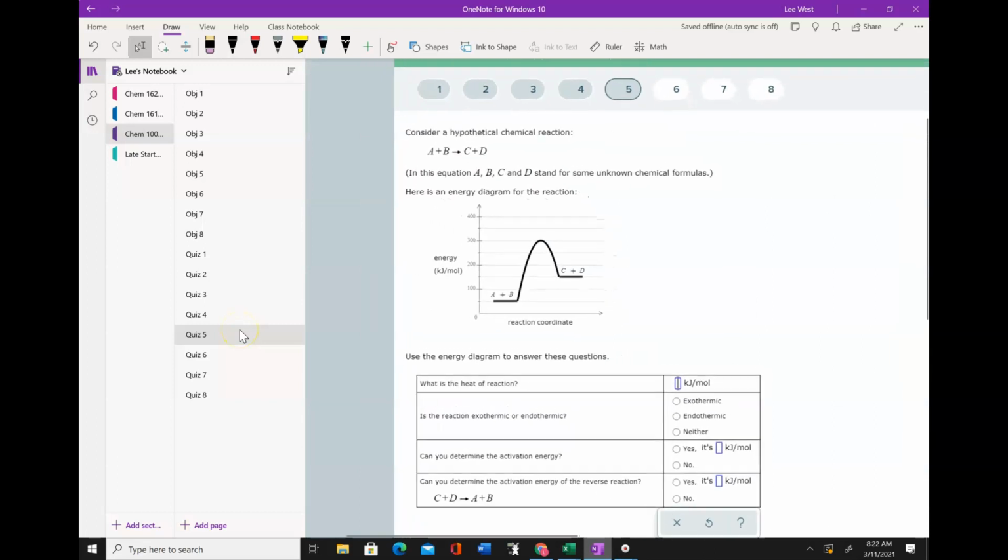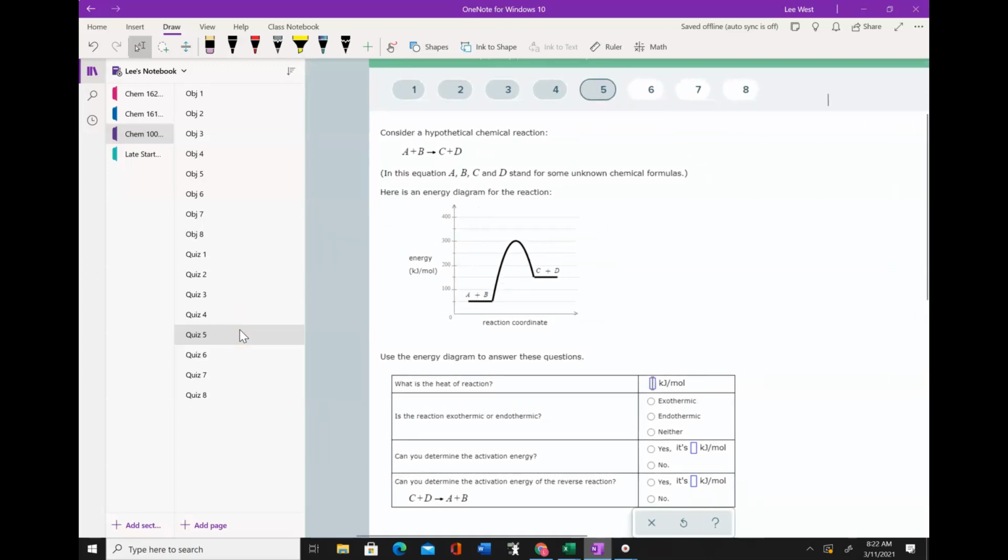Okay, so this is reading an energy diagram. So we just got to be very careful with our numbers. So this has got markings every 50. So our reactants here are at 50. Then it goes to the top of our activation barrier, which is at 300. And then it goes down to our products, which are at 150. Just make sure.